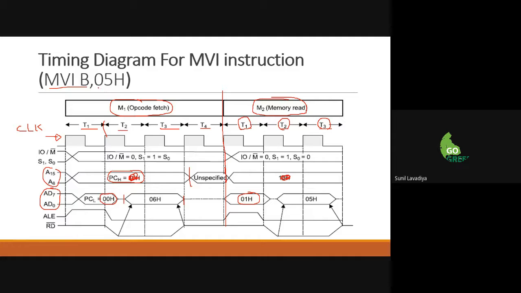Now, what data do we have to transfer? The data that we have to transfer is 05. So that's why I have written 05 here, because it comes under the category of memory read.